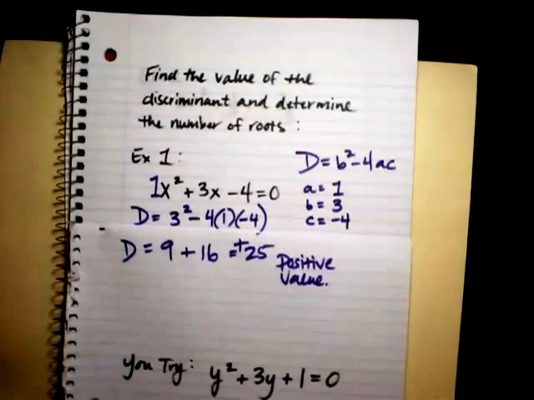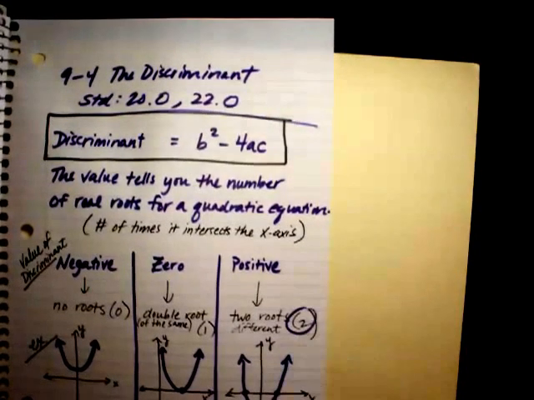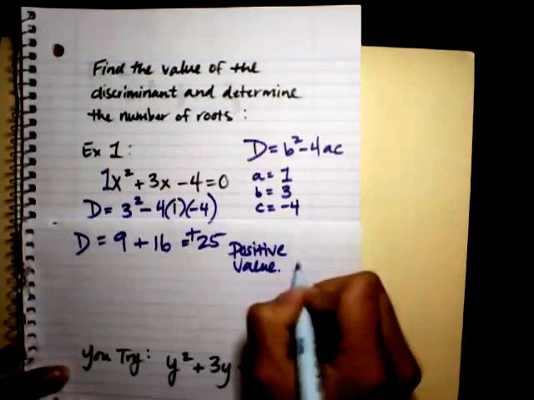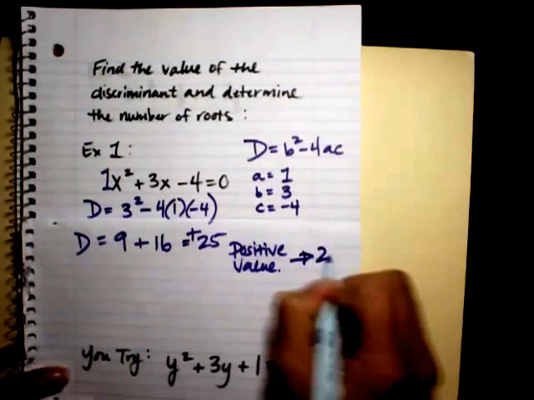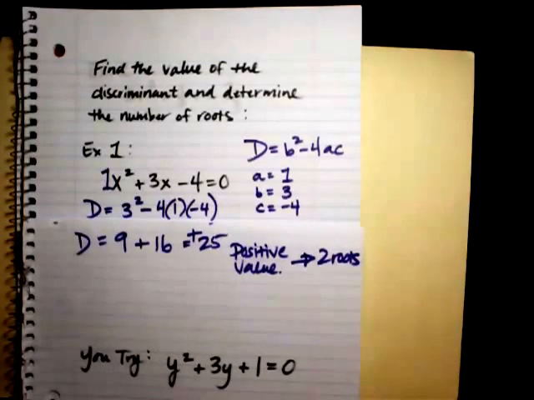Okay, and what we said before, when it is a positive value, look back in your chart here, when it is a positive value, you're going to have 2 roots. Okay, so since it is a positive value, you're going to have 2 roots. And what you can do, and you can take this a little further, is you can actually factor out and determine what those 2 roots are.